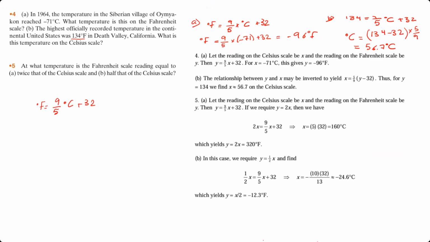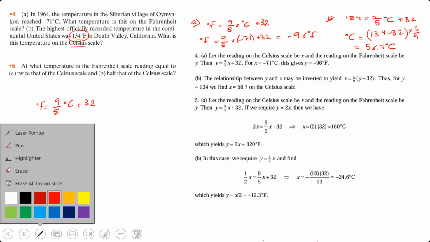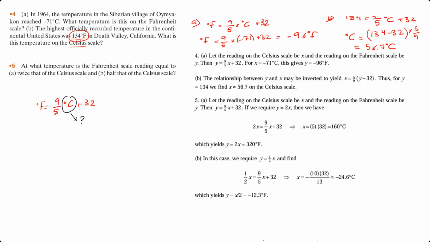So that's the formula. We're given the Fahrenheit temperature and asked to find the degree Celsius temperature. So what I want is this, and what I'm given is this. I simply substituted here the degree Fahrenheit temperature and decided to solve for the degree Celsius temperature. To do so, I first isolated this number, brought it to the other side. And here I have the Celsius temperature.